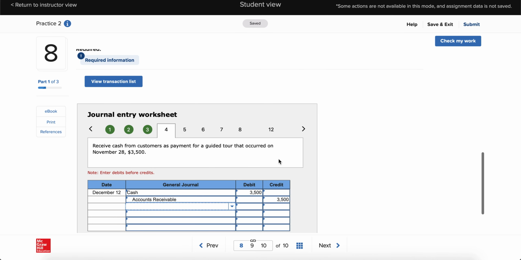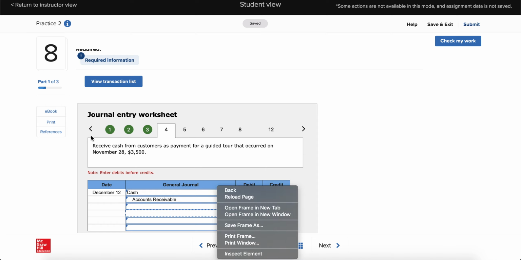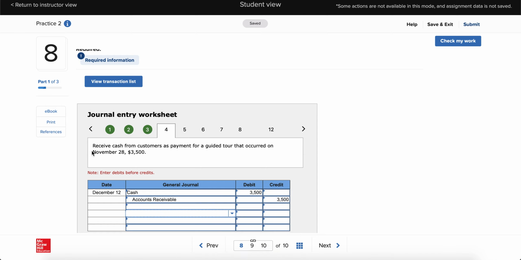And notice that that was actually set up in the previous month. So the accounts receivable would have been debited on November 28th. And now they're just now paying us.